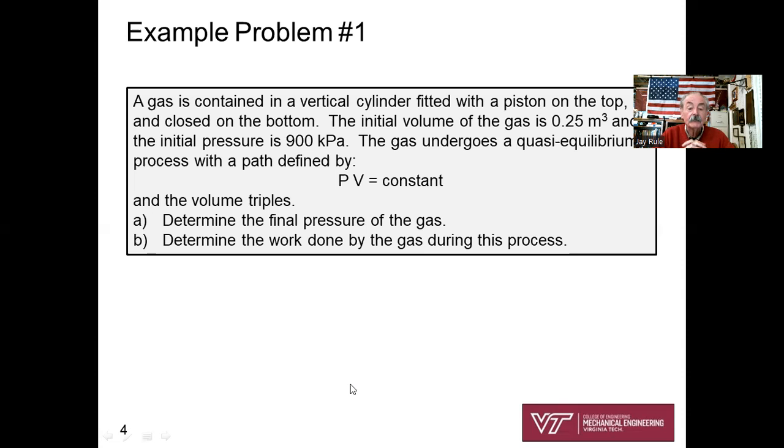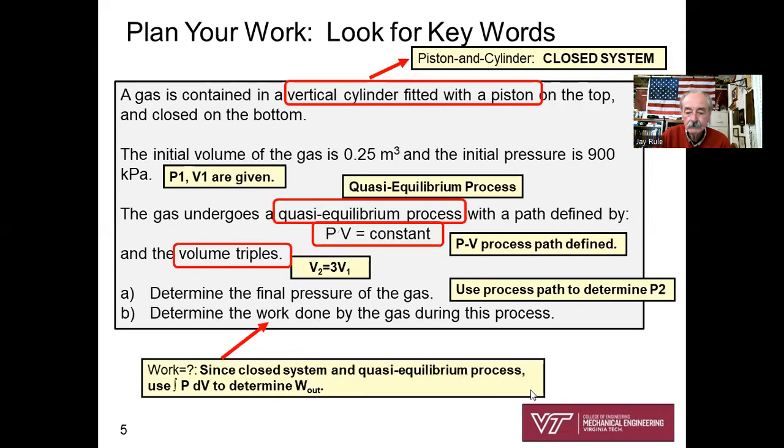So let's go through and look at the mechanics of how to solve this piston and cylinder problem. Okay, we'll look at the key words. Vertical cylinder fitted with a piston. My suggestion is when you start with your sketch, write down the words closed system somewhere on your sketch. That's worth something. At least you're demonstrating that you understand that a piston and cylinder is a closed system instead of an open system.